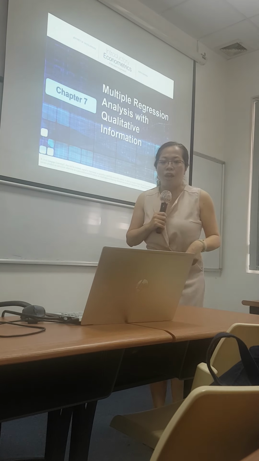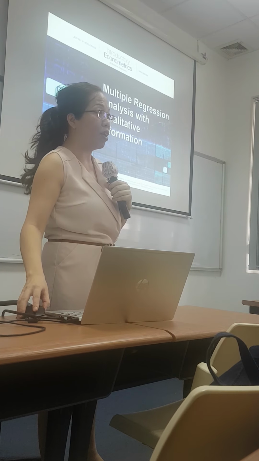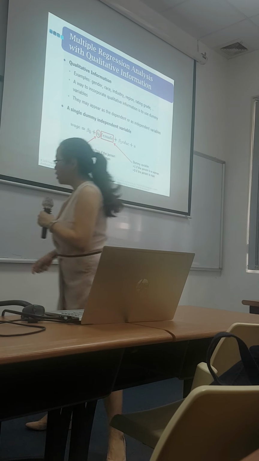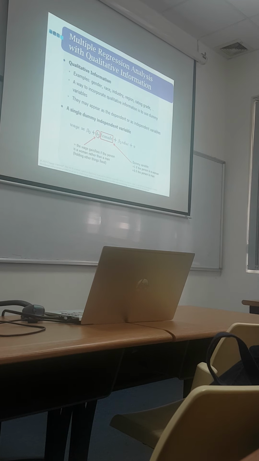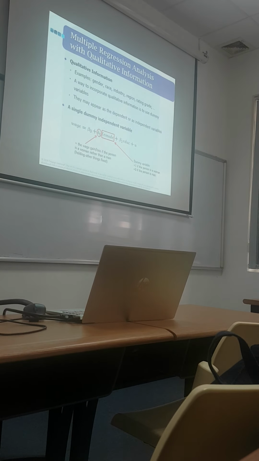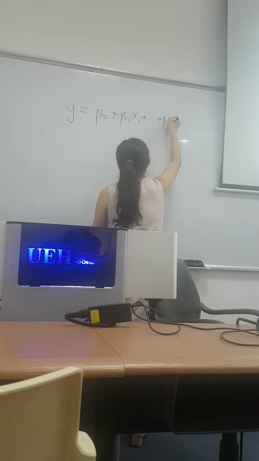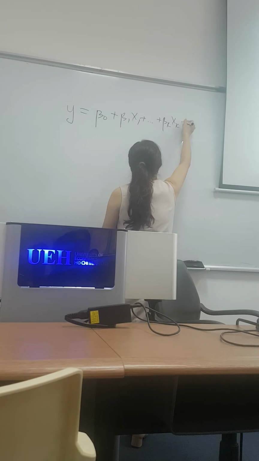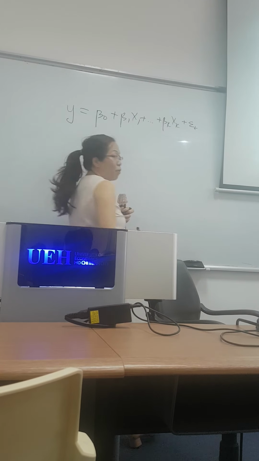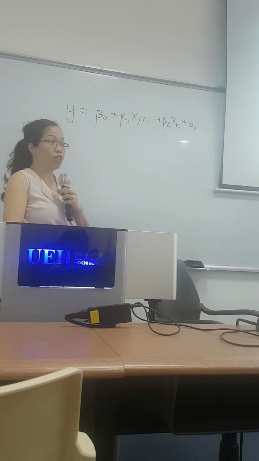Now let's look at multiple regression analysis with qualitative information. Before, we looked at multiple regression of the form y equals beta 0 plus beta 1 x1 plus dot dot dot plus beta k xk, plus an error term, for example. This is something we already looked at in the previous lecture.